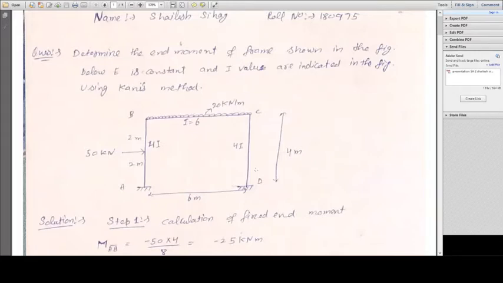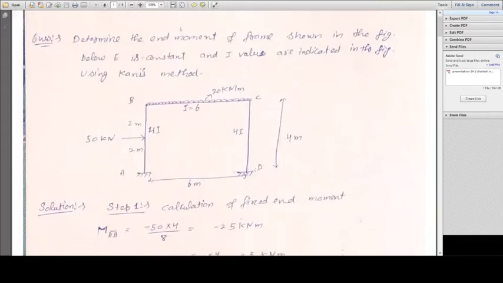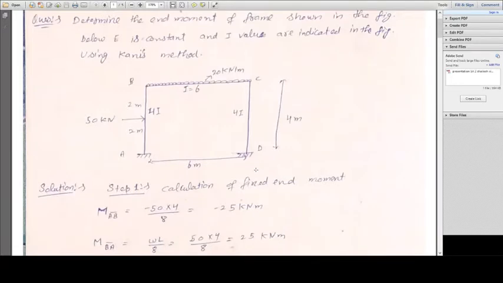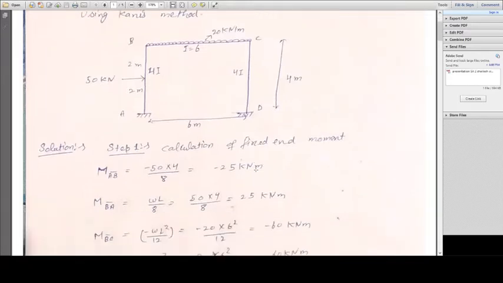So you can see the figure, it is a beam of length 6 meters and columns are of length 4 meters, where the left column is provided a force of 50 kilonewton at the center of the column, and the beam is having a load of 20 kilonewton per meter. So we have to solve it using Kani's method.